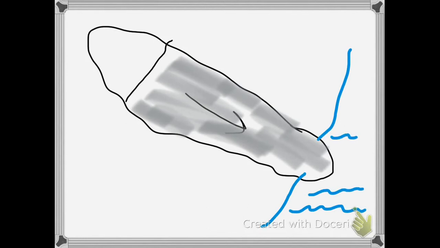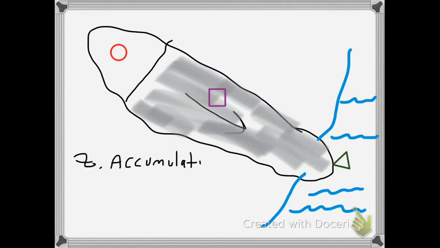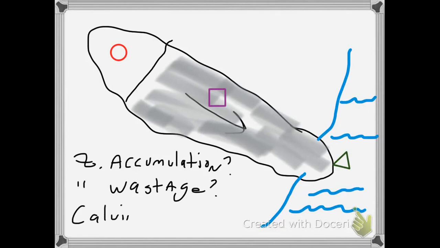So this is my feeble attempt of drawing an alpine glacier from a helicopter. So I have a red circle, a purple square, and a green triangle to help us out. So which zone is the zone of accumulation, where new snow falls? This is where the red circle is. Which one is the zone of wastage, also known as the zone of ablation? That is the purple square. And the calving face, where are you going to find that? That is down there at the green triangle. And that's question number 8.